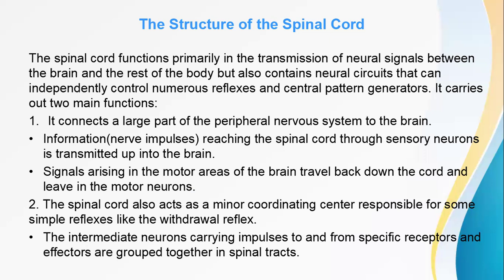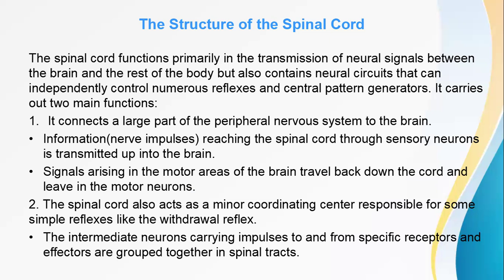The second main function is that the spinal cord also acts as a minor coordinating center responsible for some reflexes, like withdrawal reflexes when facing some kind of stimuli, like heat. So the spinal cord is there to control some simple reflexes, like withdrawing your hand or leg from a hot object. Here we're talking about the intermediate neurons carrying the impulses to and from the specific receptors and the effectors, which could be together in the spinal tracts. So these are the two main functions of the spinal cord in relation to how it is structured.